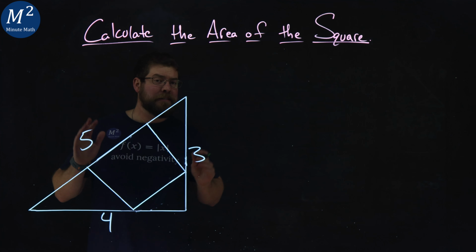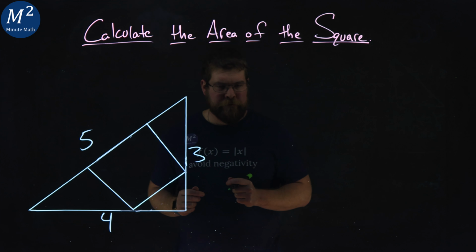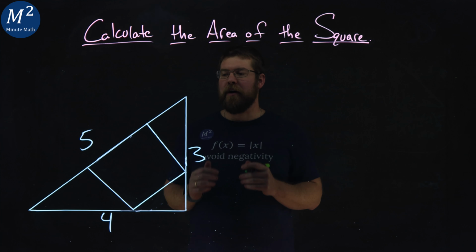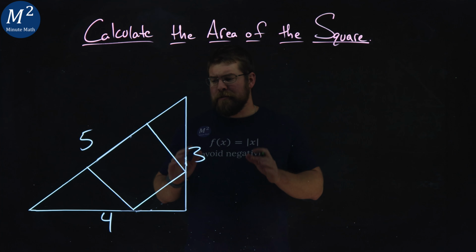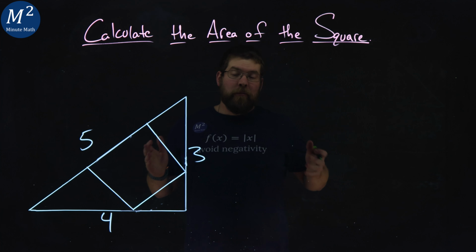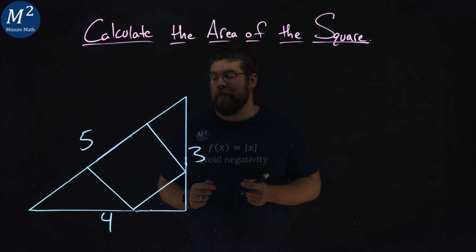All right, we got a square, we got some side lengths, 3, 4, and 5. I want to see if you can find the area of that square. So take a moment here, pause the video, see if you can solve it. If not, we're gonna keep on moving forward.